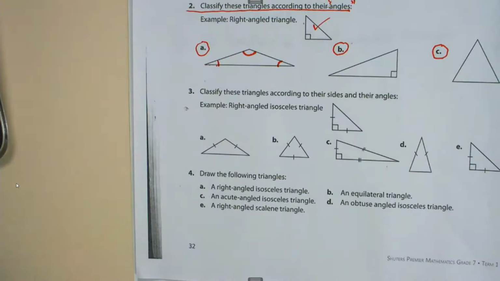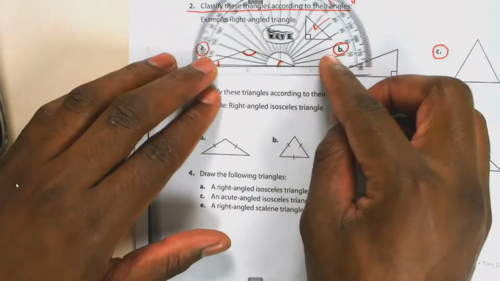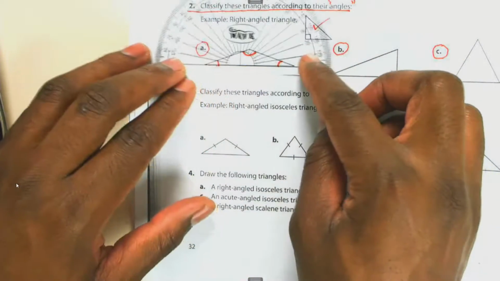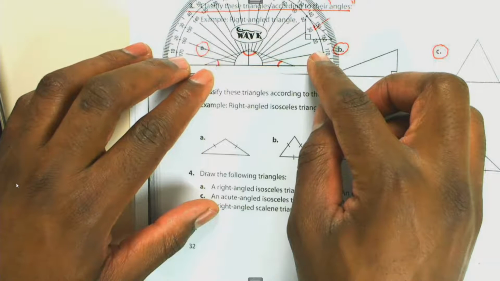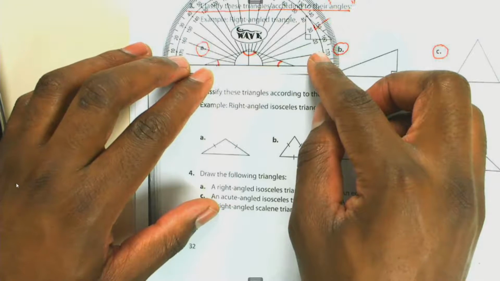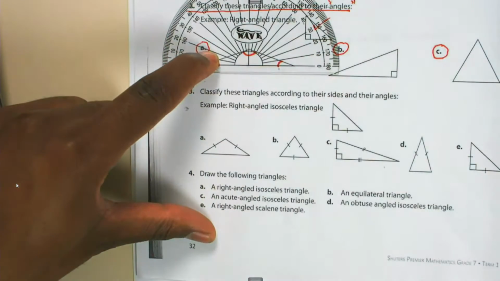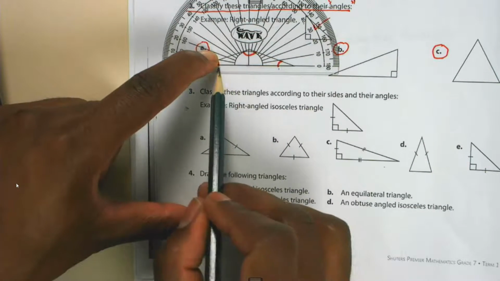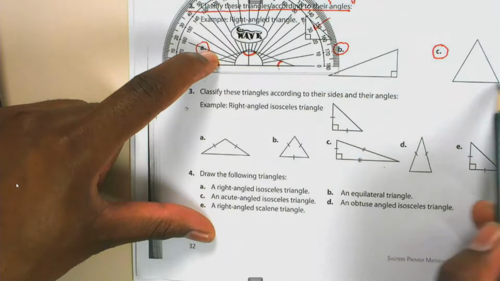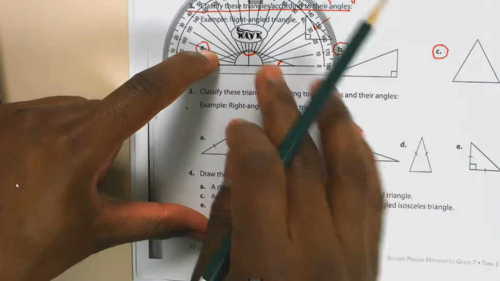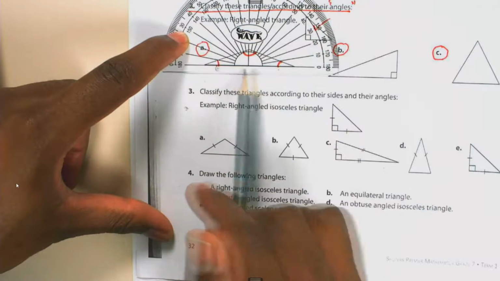If we classify triangles according to their angles, we need to measure them. And we need to be very careful on where we put our protractor. How do we put our protractor? Remember, the base, which is this part, must align to 0. It must be the same as from 0.